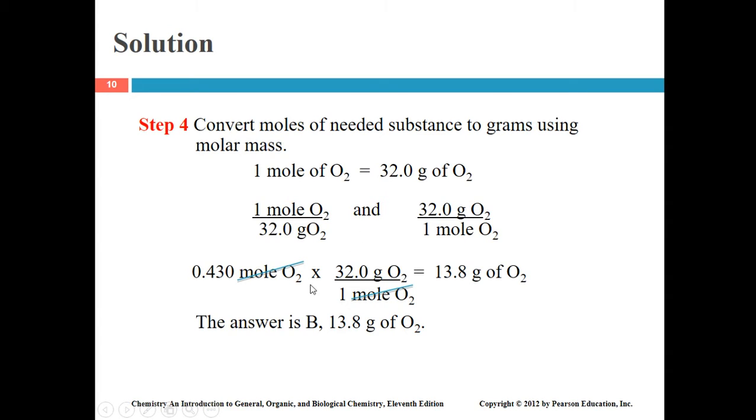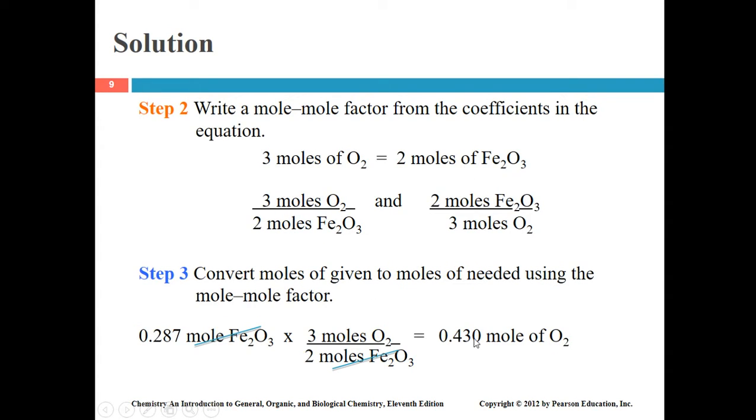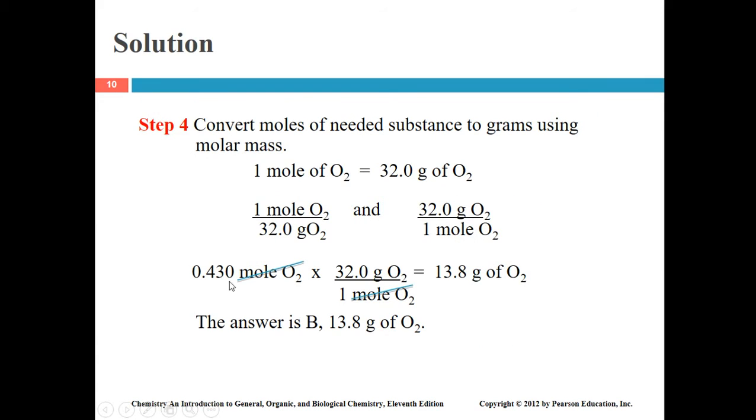Well, look to see where we were at on our last problem. We were at 0.430 moles of O2. So that's where we're going to start. That forces us to use the conversion that has the mole of O2 on the bottom. So 32.0 grams of O2 over 1 mole of O2. So the moles of O2 label cancels out, and we're going to go 0.430 times 32.0 equals 13.8 grams of O2.